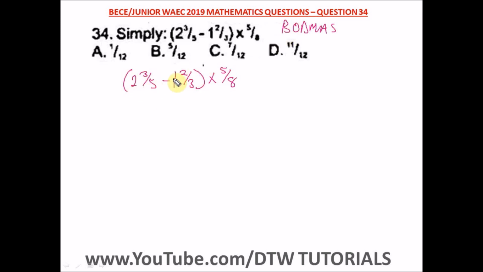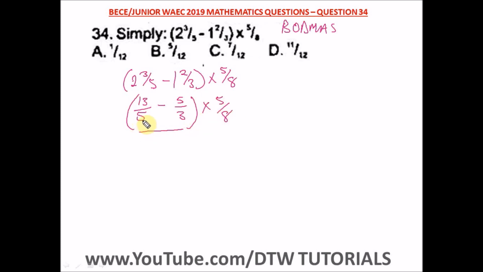So converting all these mixed fractions to improper fractions, how do we do this? We say 5 times 2 is 10, and 10 plus 3 is what? 13. So we have 13 over 5 here, minus 3 times 1 is 3, and plus 2 is what? 5. That's 3 plus 2 is 5. So we have 5 over 3, close the bracket, times 5 over 8. So let's solve what's inside this bracket.